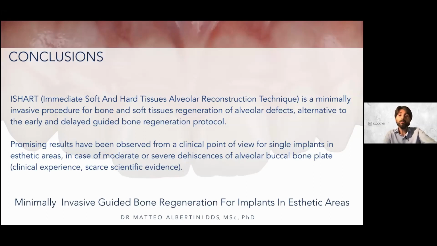In case of moderate and even severe dehiscencies of alveolar buccal bone. But I have to say that to do this, we need some clinical experience to tunnel the area, to harvest the soft tissue graft, and to have good results. And as well, I have to highlight that we still have scarce scientific evidence of this kind of approach.